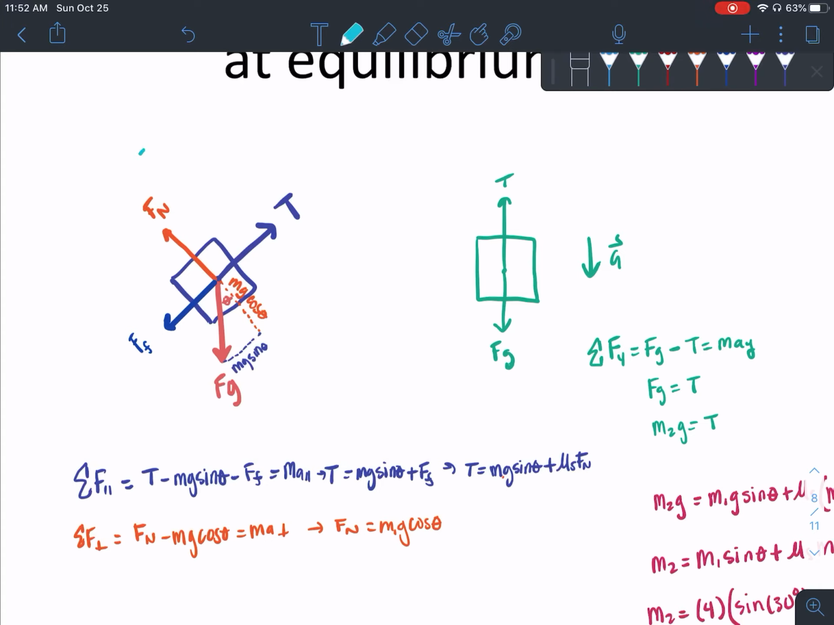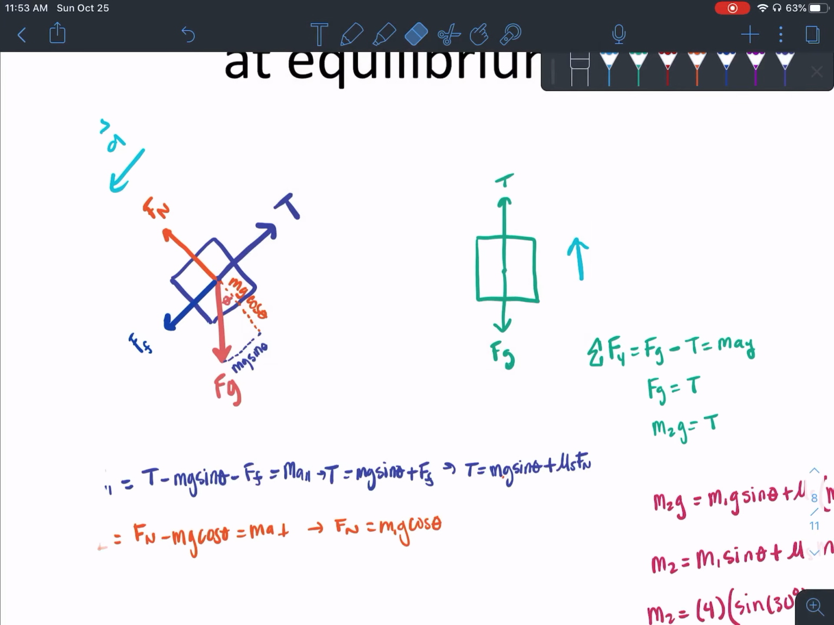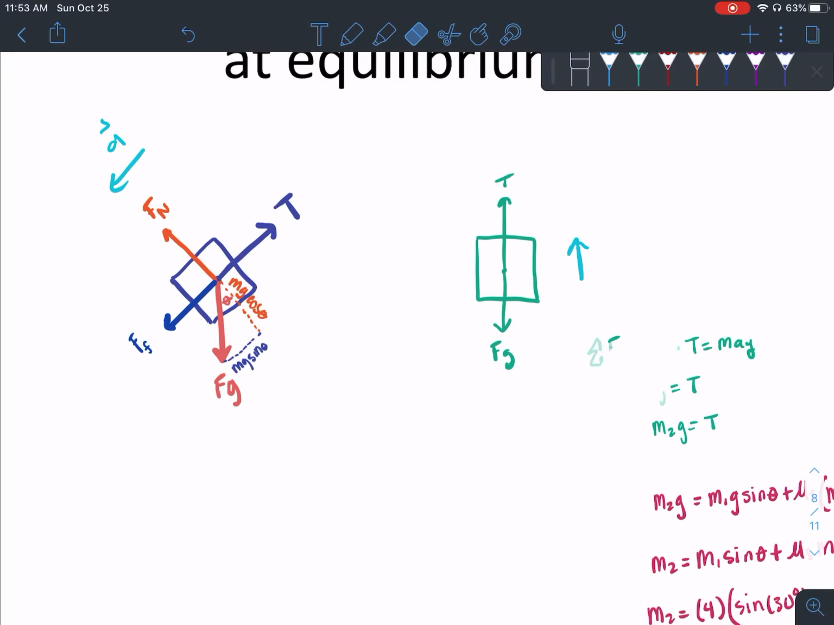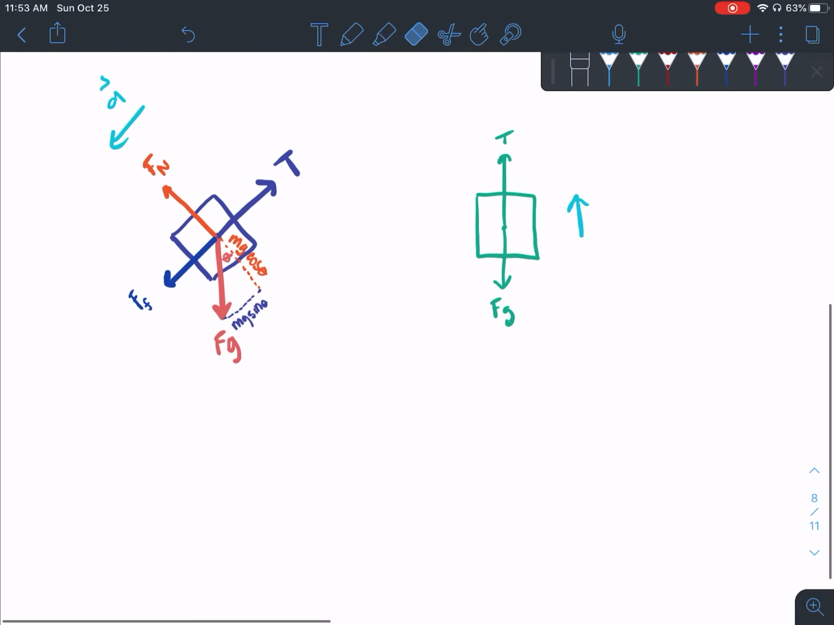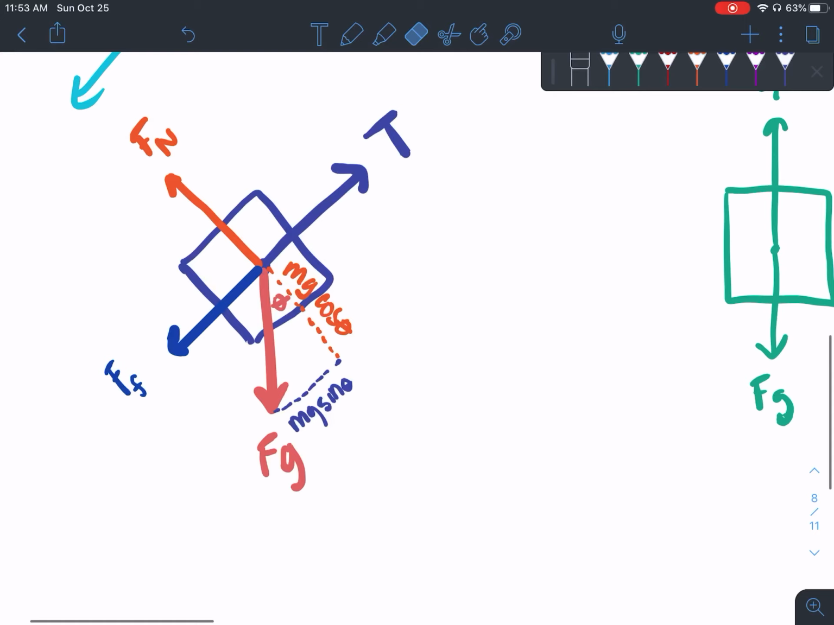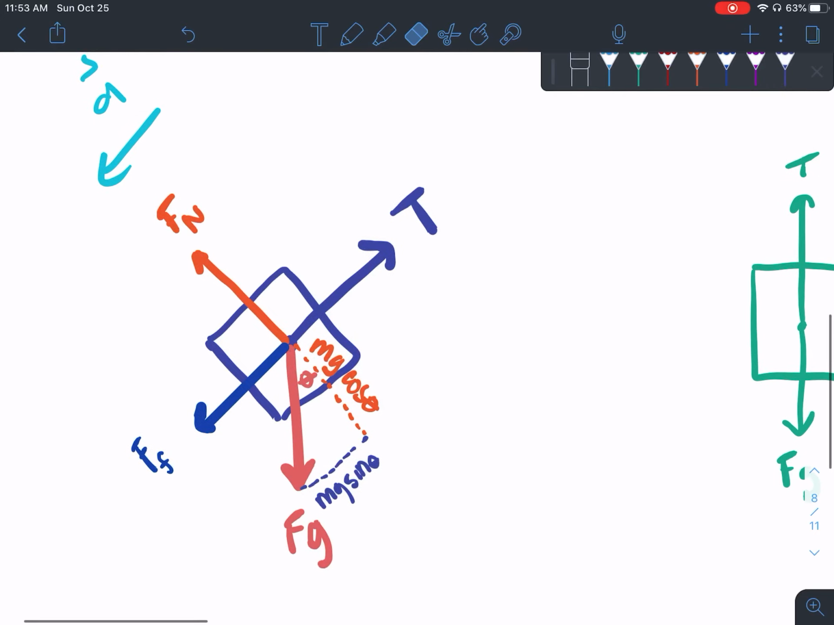Now we're going to say what would happen if that acceleration was going down. So over here, that would mean that the acceleration is going up. Some of these things are going to stay the same. Some of these things are going to change. The biggest thing here that is going to change is that if my acceleration is now going down, that's going to change the direction of my force of gravity.